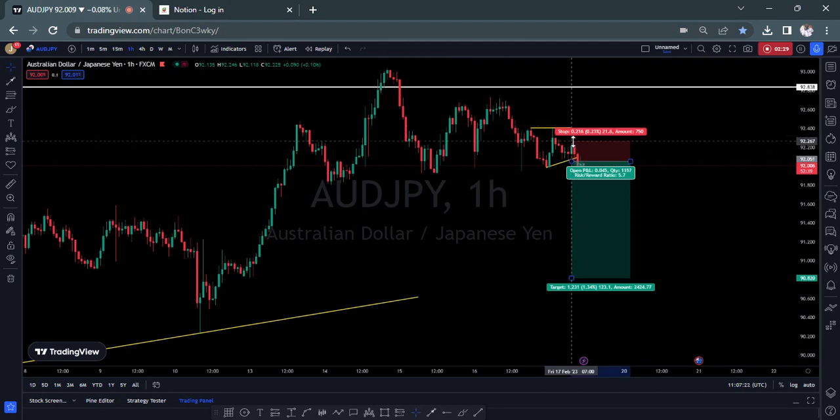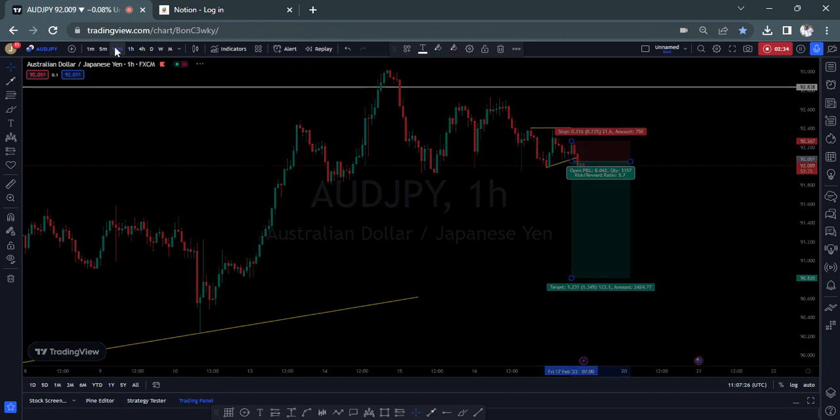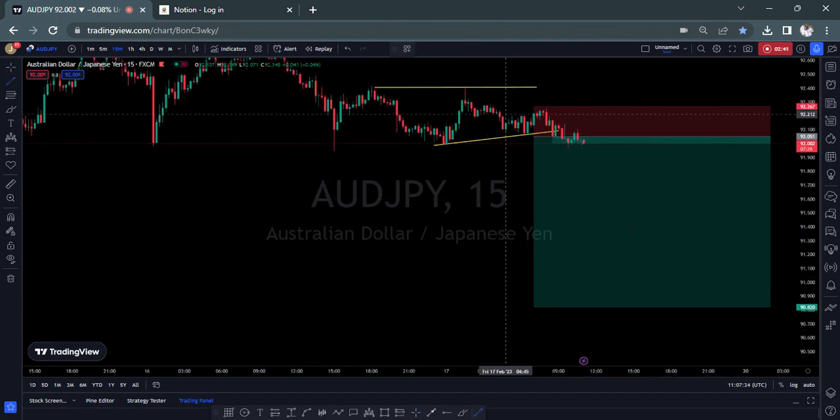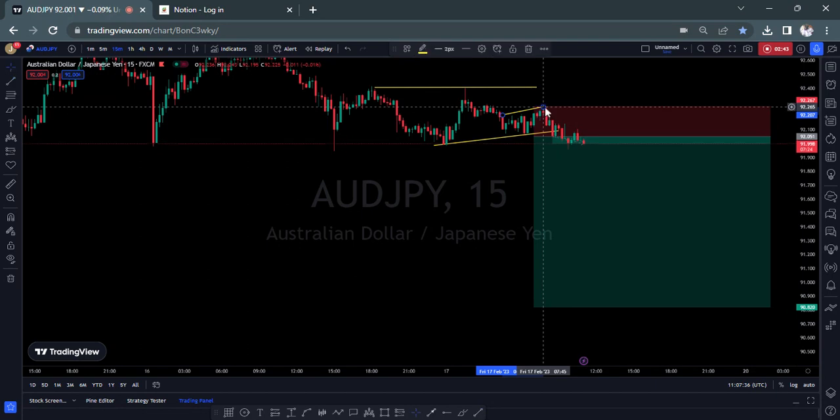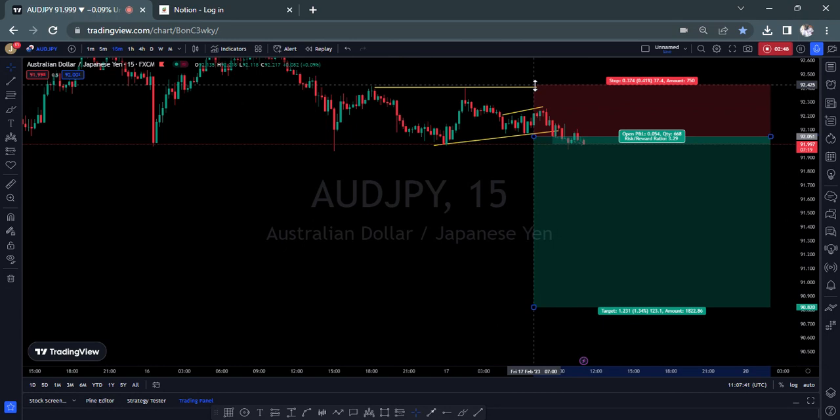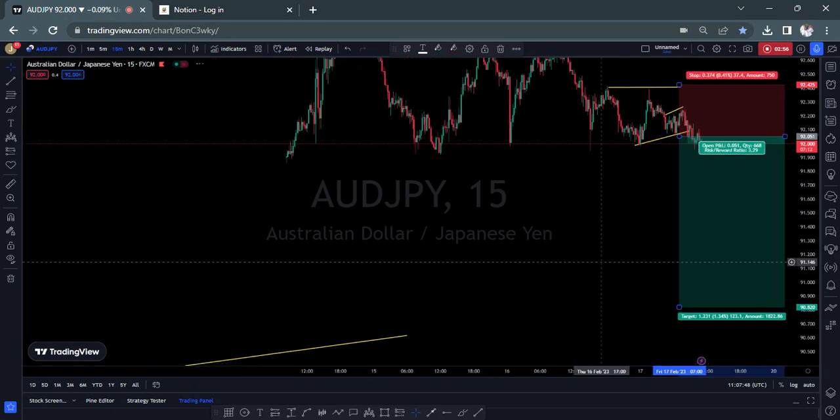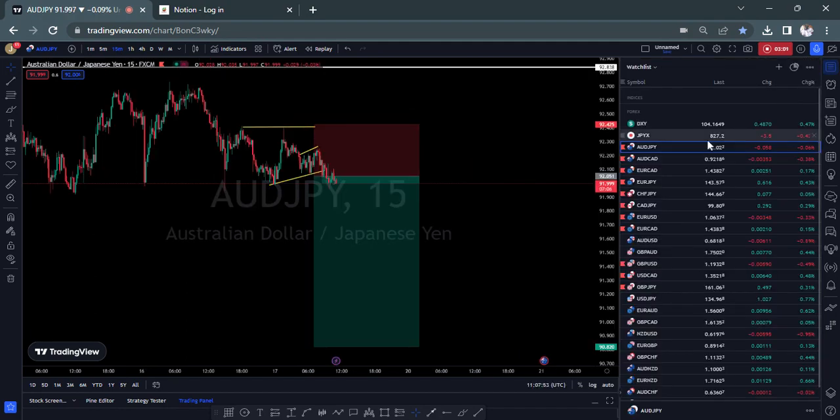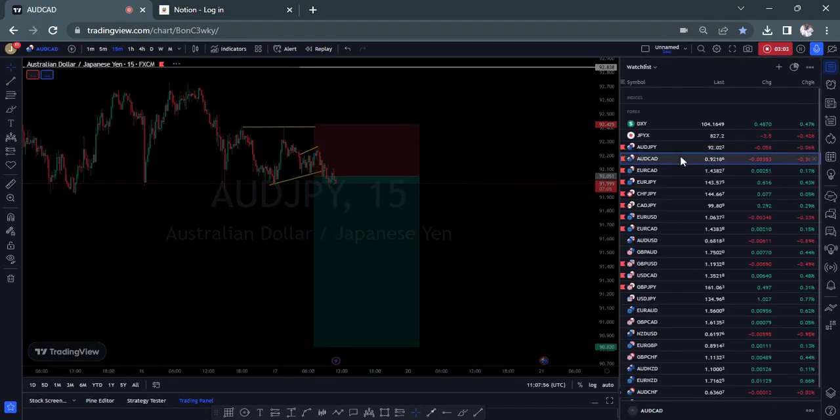I would have left it here, and I'll just look at it on this motion that okay, this might be a flag. I would have left it here, but I decided to make it bigger a little bit. So that's just it, and that's for AUDJPY.